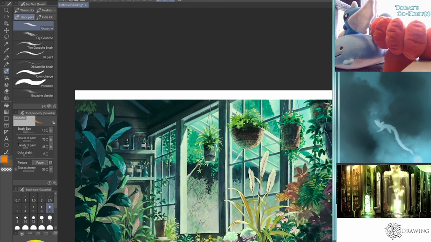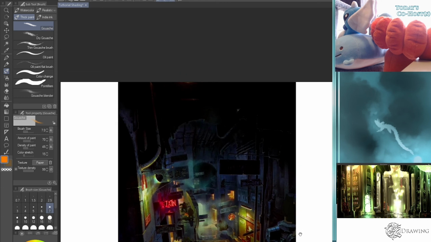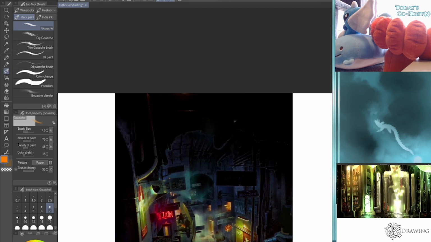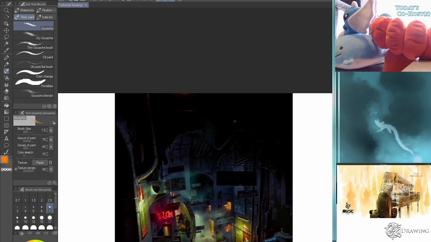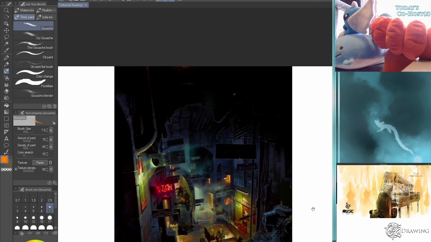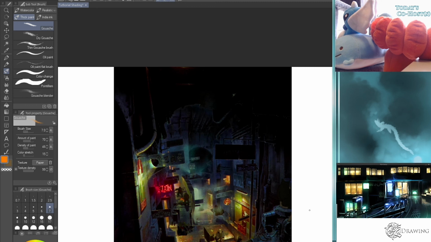Okay, this is the end of class, alright? This is a background from one of my favorite films, Osamu Tezuka's Metropolis. Now, the light direction here is very complicated, mostly because you're probably going to realize that there are, in fact, multiple light sources. But let's pretend we had to draw this background.